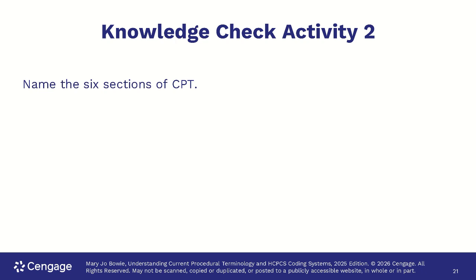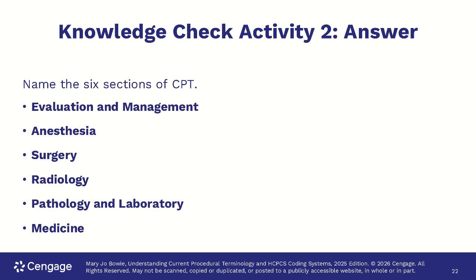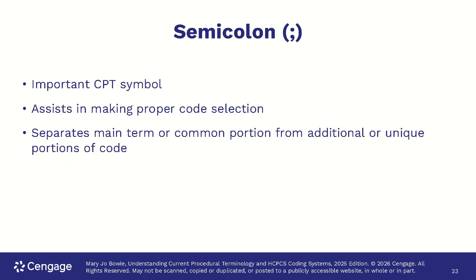All right, next up, knowledge check. Name the 6 sections of CPT. I know you know this answer. Evaluation and management, anesthesia, surgery, radiology, pathology and laboratory, and then medicine. And these 6 sections comprise category 1 of the CPT code set. I'm not talking about HCPCS right now. Category 1 of the CPT code set.